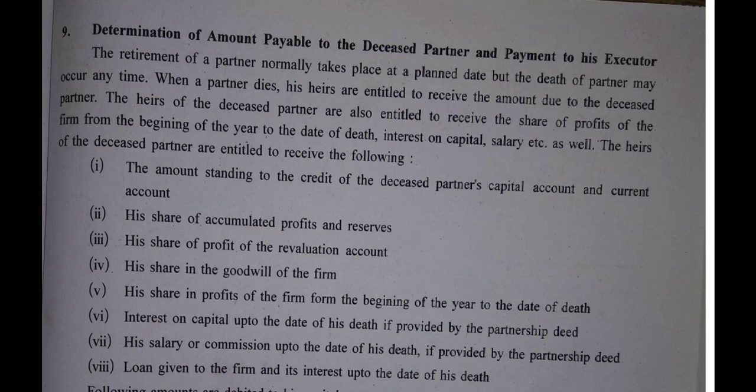So the last point says that if the partner had given any loan to the firm, it is to be returned to him, and also the amount of interest is to be given to that particular partner, deceased partner, up till the date of his death. All these points are going to get applied practically in the sums. So you should pay attention to this. Alright, so this was all the amount that is to be credited in deceased partner's capital account.